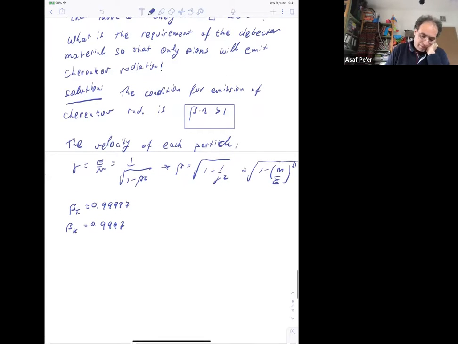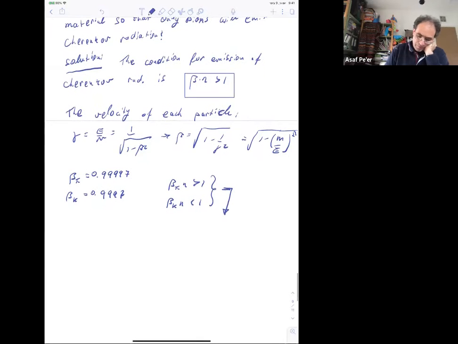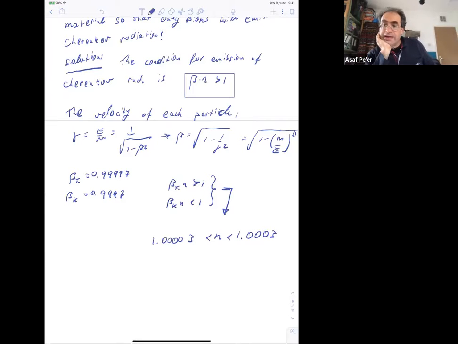And then we have beta pion n greater than one and beta kaon n smaller than one. That means it imposes that the index of refraction should be greater than 1.00003, but smaller than 1.0003. You can design a detector to actually see that.